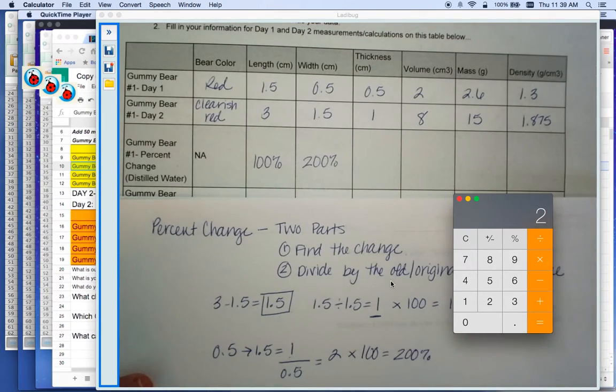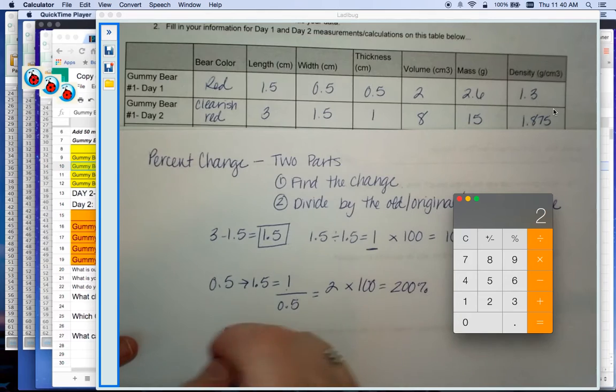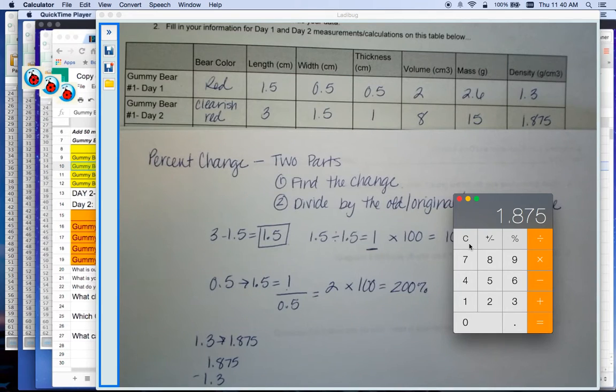Let's go over here and try the density ones because those are kind of interesting. So for the density, I started with 1.3 and it went to 1.875. So to get the difference, I'm going to subtract. Let's do 1.875 minus 1.3, which gives me a difference of 0.575.